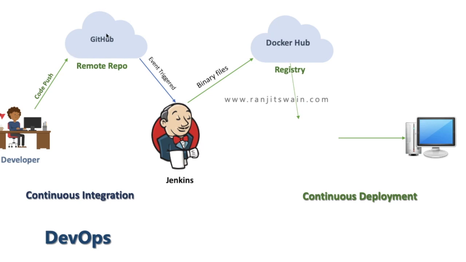Once the code is pushed to the GitHub remote repository, one event will be triggered automatically to Jenkins. Here we are using a webhook to trigger the event. I'll show you in the project how I have done the setups. Then Jenkins builds the project, whatever has been pushed by the developer. It will pull the code from GitHub and build the complete project.